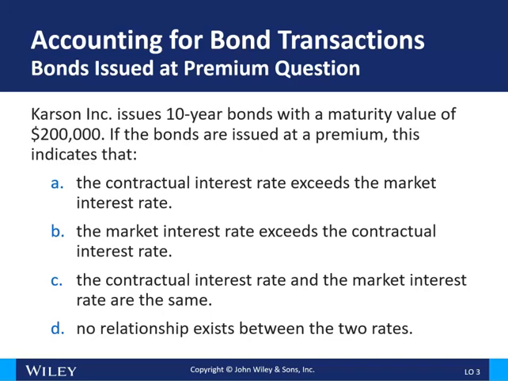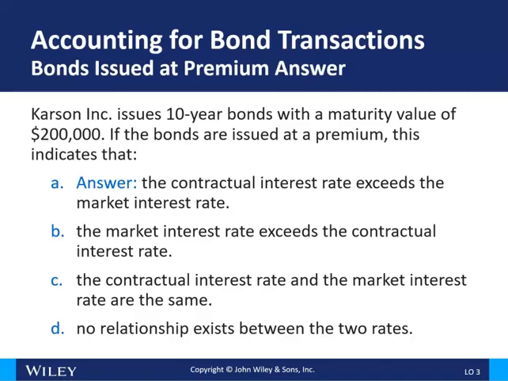So we're selling our bonds at a premium. That means the contractual interest rate exceeds the market interest rate. So investors are willing to pay a little bit more because we're paying a higher interest rate than what they can get in the market.